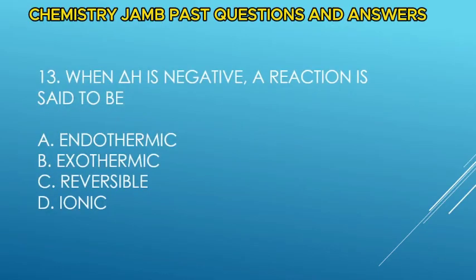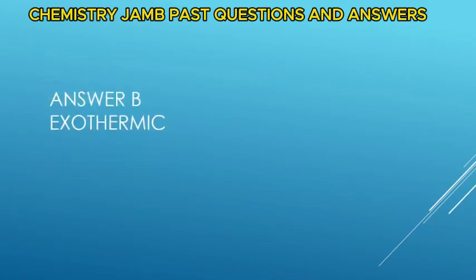Question number 13. When change in heat is negative, a reaction is said to be A. Endothermic, B. Exothermic, C. Reversible, D. Ionic. The answer is B, which is exothermic.